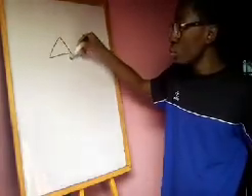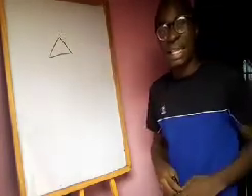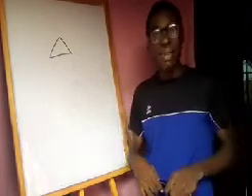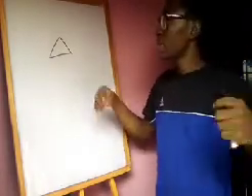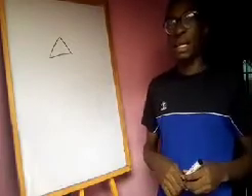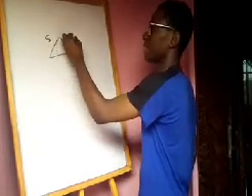So this triangle has 3 sides. 1, 2, 3. Now these 3 sides, they have their length, and that is their magnitude. Now a magnitude of length is how long something is. So from here to here is the length of that side. So if we want to call it 5, assuming this is 5 and this is 6 and this is 7.